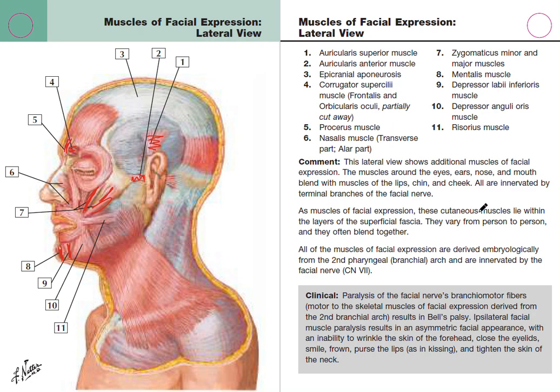Key takeaways here are that number 1, all muscles of facial expression are innervated by terminal branches of the facial nerve, which is cranial nerve number 7. Number 2, these cutaneous muscles all lie within the layers of the superficial fascia. Finally, all of the muscles of facial expression are derived embryologically from the second pharyngeal branchial arch, and again are innervated by the facial nerve.